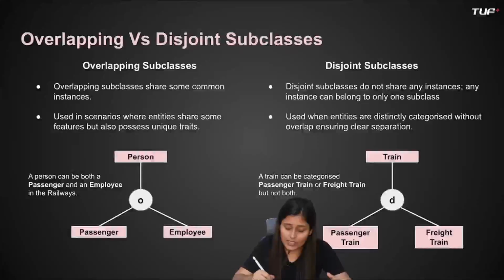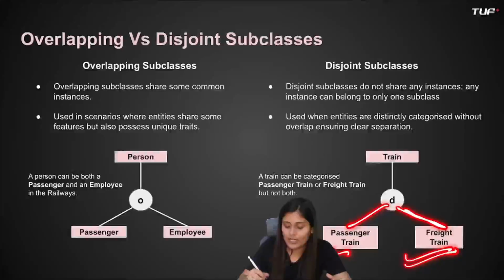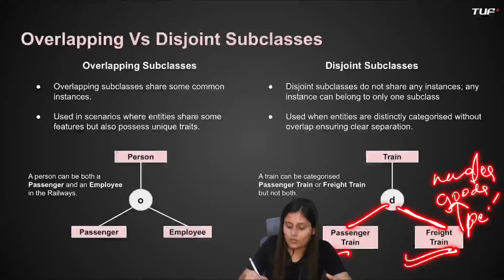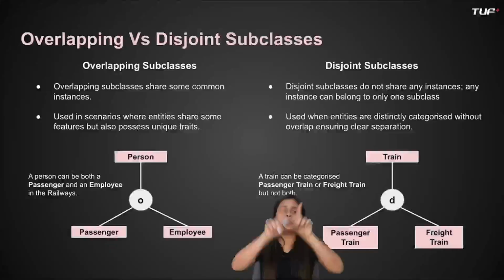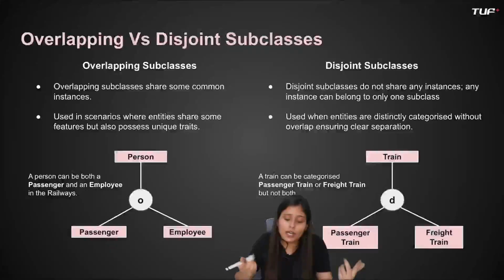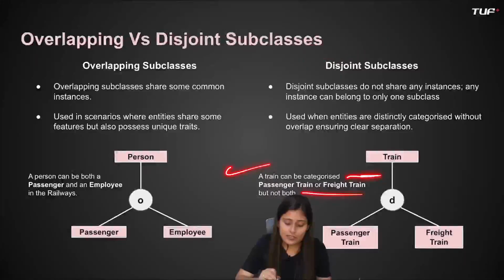An example: let's suppose we have a train, right? We know that we have two different types of train. One is the passenger train and one is the freight train, which handles goods like petrol and oil, to carry goods. So freight trains and passenger trains are basically two different categories of train. This comes under the disjoint subclasses. A train can be categorized as a passenger train or a freight train, but not both.